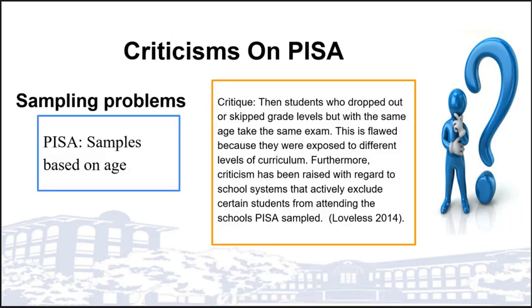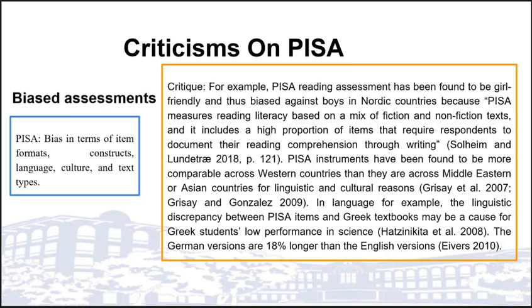Sampling method is also scrutinized as it is based on age rather than on curriculum level. There are also reports that some school systems, such as in Beijing, exclude immigrants from taking the test. Critics also noted that test instruments are biased in format, language, culture, and text types. For example, in Nordic countries, the PISA reading assessment tends to be biased against boys. PISA instruments are also of more Western inclination and are biased against Middle East and Asian countries.